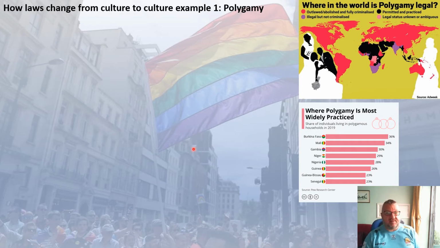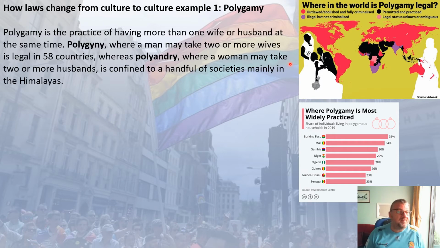So you've got some maps here where polygamy is widely practiced, where in the world it's legal, where it's illegal, etc. But let's go into this in a bit more detail. So first example, comparing different cultures to show that criminality is a social construct, we're going to use polygamy. So as I said before in my previous slide, polygamy is the practice of having more than one wife or husband at the same time.